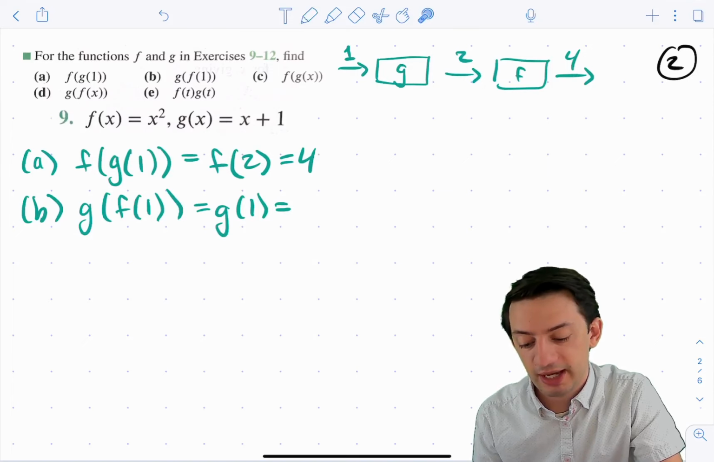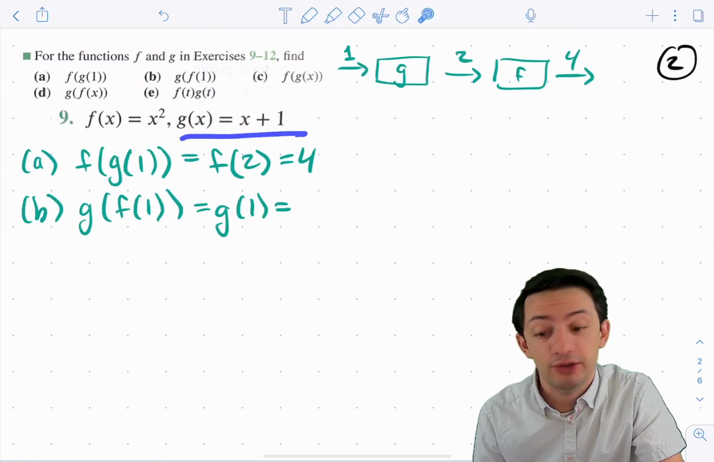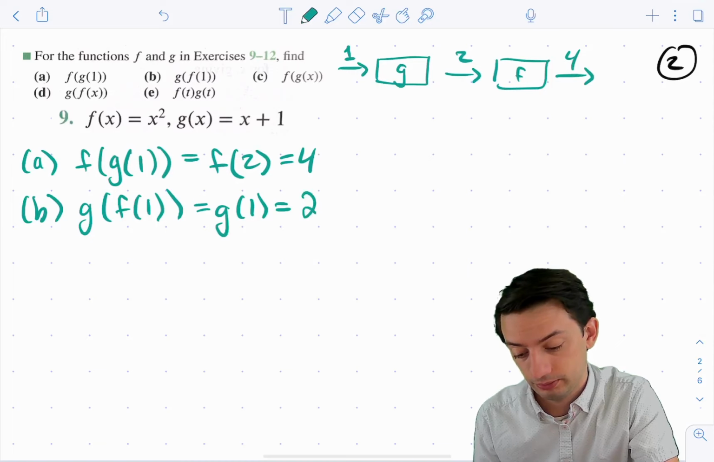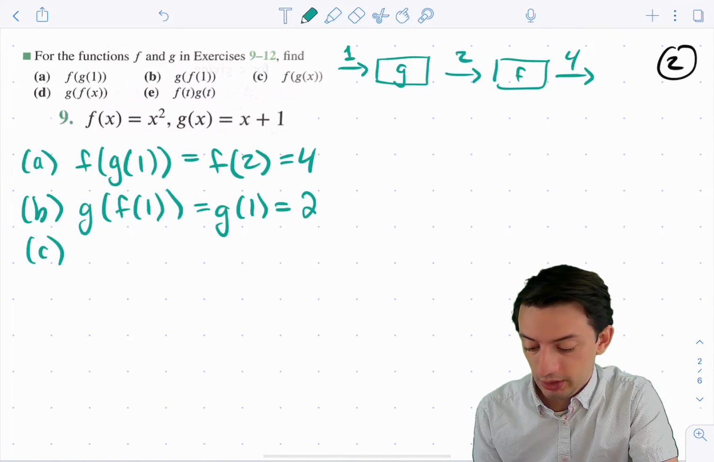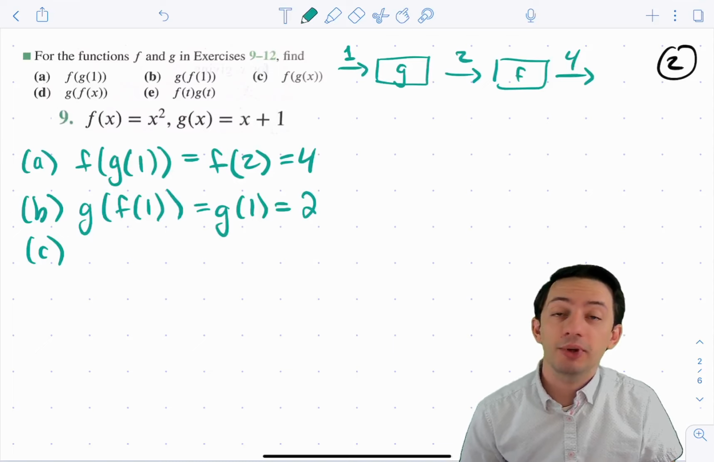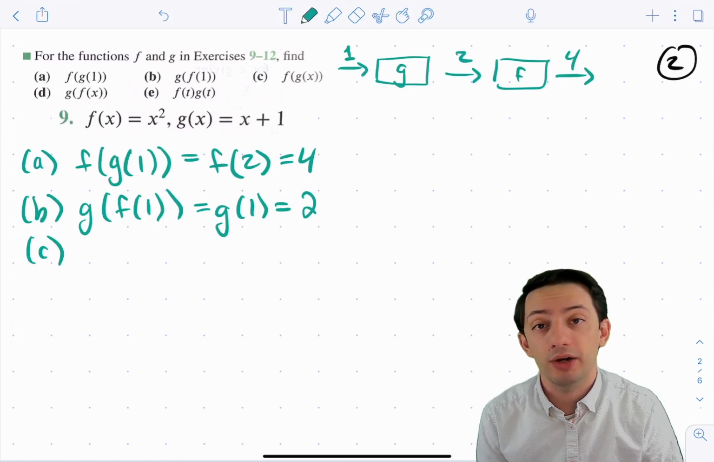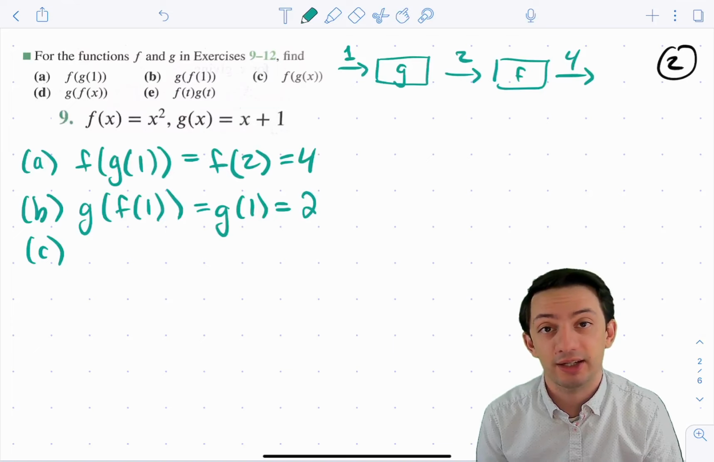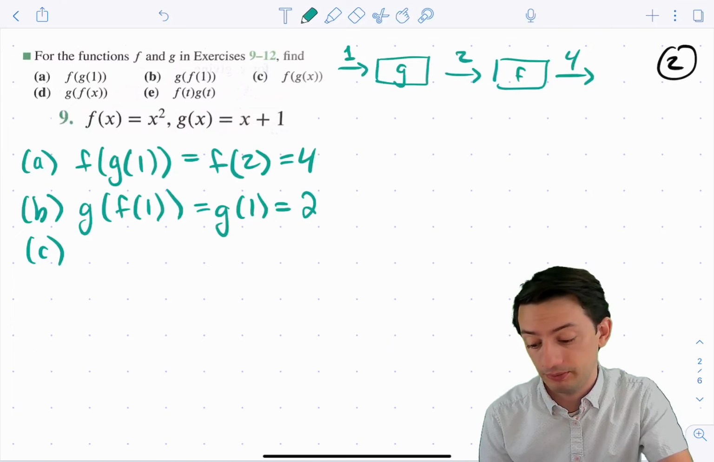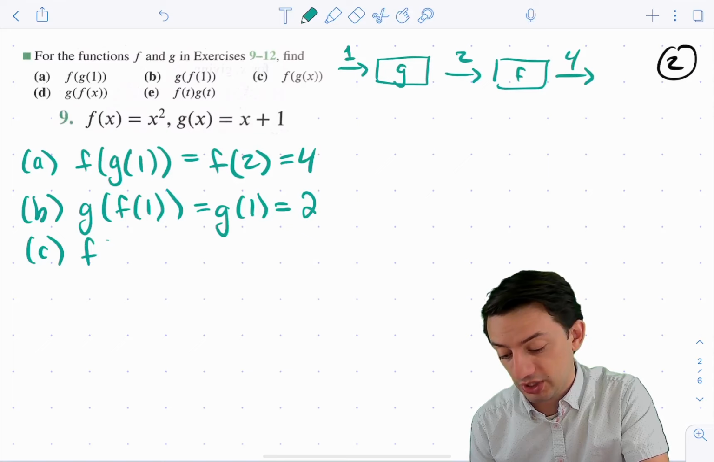G of x is x plus 1, so you add 1 and you get 2. Now C and D are the same kind of idea. We're going to do the composition in both directions, but not with a plugged in number like 1. We're going to leave it with the indeterminate x, like we did in one of the examples in the lecture. So f of g of x.